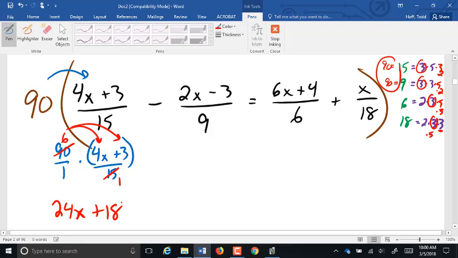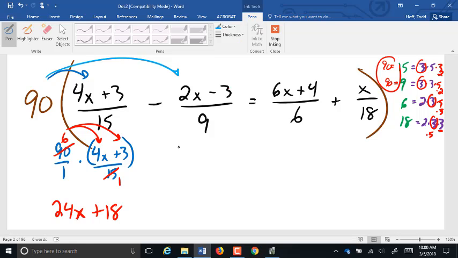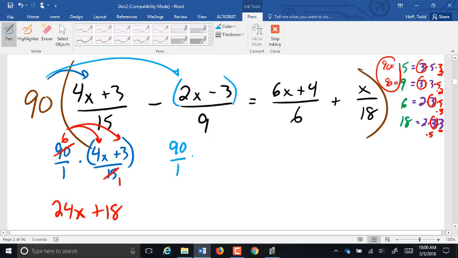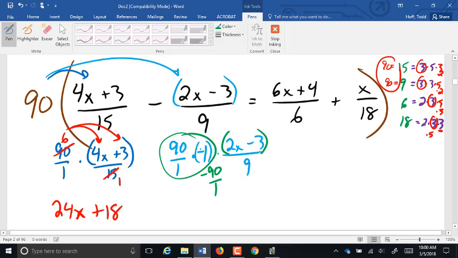The second fraction here is kind of tricky. We have 90 times this. It'll be 90 over 1. But we've got this negative 1 out here. We treat that as times negative 1 times the 2x minus 3 over 9. So the first thing I'm going to do is combine the 90 over 1 times the negative 1, and I'm going to get negative 90 over 1. We treat the top of that fraction like it's in parentheses yet.